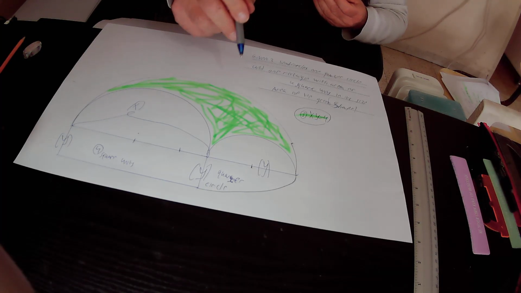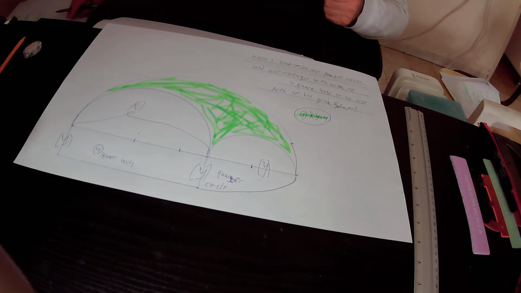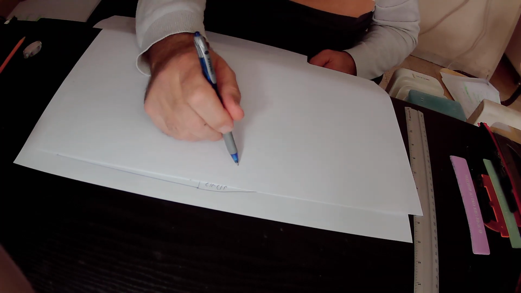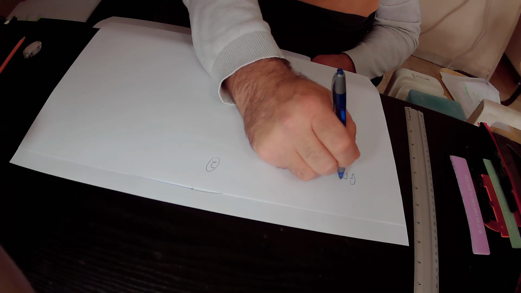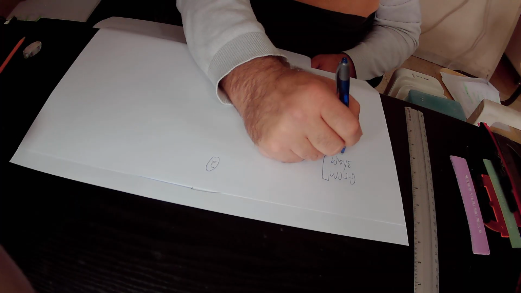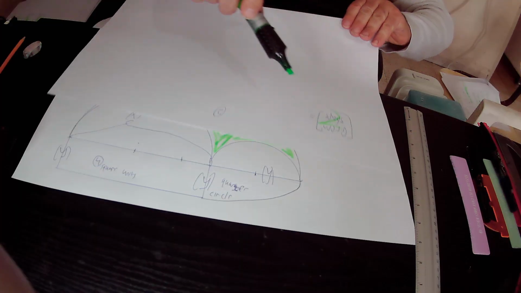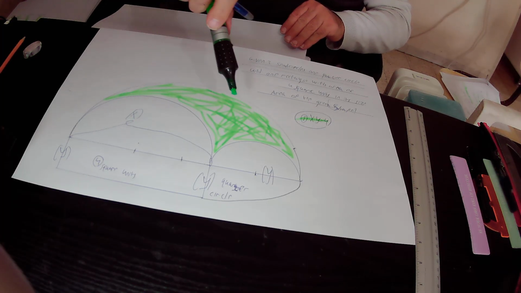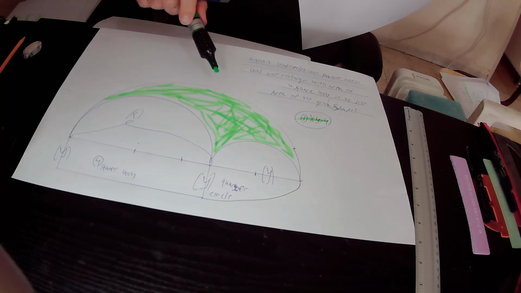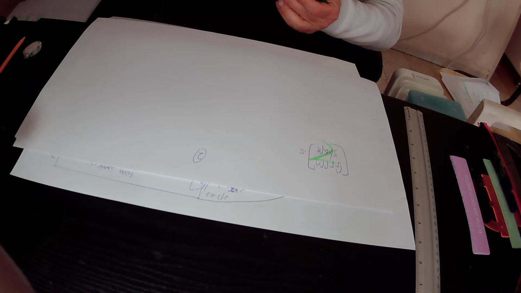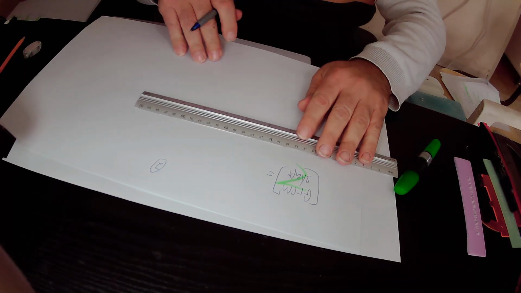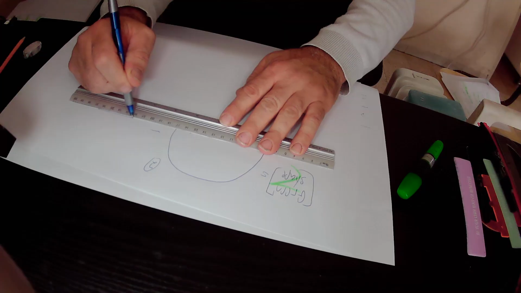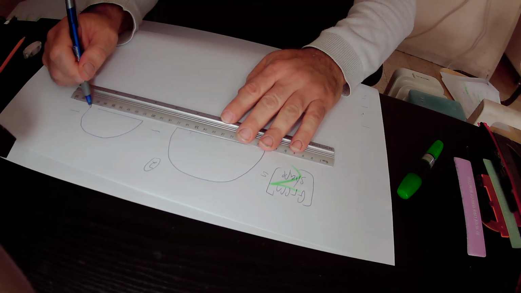Our task is to find out the area of this green shape. So what is the area of the green shape? From the drawing, it is very easy to see that the area of this green shape in total is equal to the area of the biggest semicircle minus the area of this medium semicircle minus the area of this smallest semicircle.